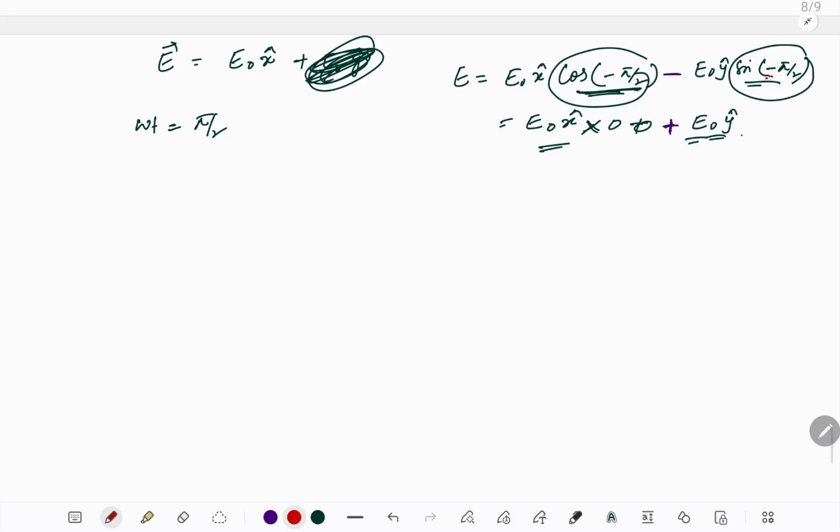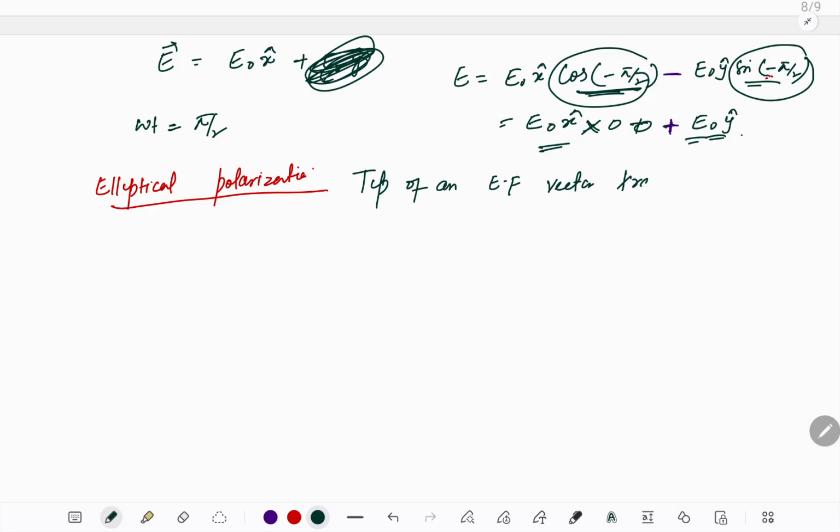I know the video got a bit lengthy. Elliptical polarization. So in elliptical polarization, the tip of the electric field vector traces out an ellipse. Okay, the tip of an electric field vector traces out an ellipse in the xy plane.